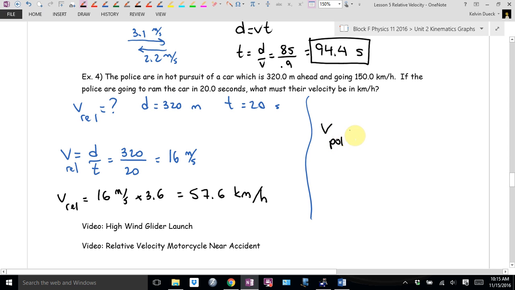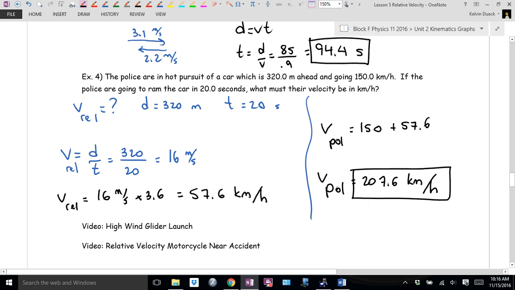So, ready? The police is going to be 150 plus the 57.6, the relative speed. And they're both in kilometers per hour, so Evan, my units match. How fast does the police car have to be traveling? 207.6 kilometers per hour. That fast. I like that question.